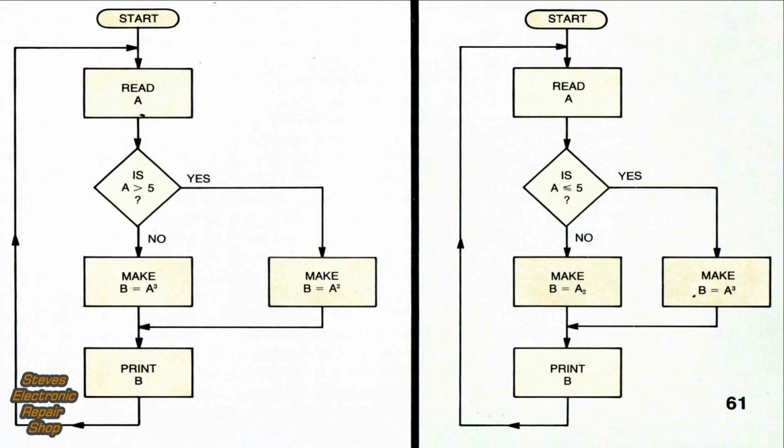Notice the basic difference between the two flowcharts is the decision. On the left we ask, is A greater than 5? While the flowchart on the right asks, is A less than or equal to 5? They're just different ways of asking the same question.